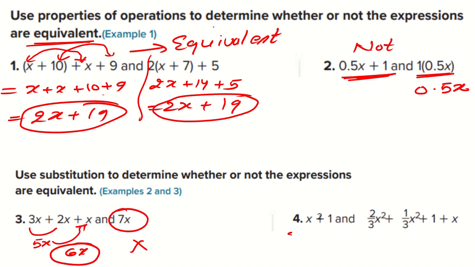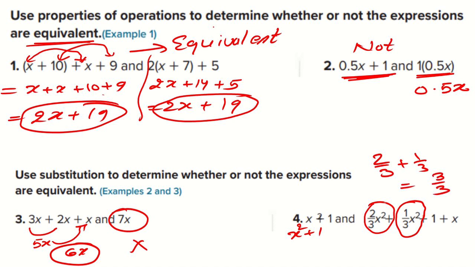Next is x square plus 1, and here you see 2 over 3x square plus 1 over 3x square. They are the like terms. Why? Because variable is same, that is x, and power also same, which is 2. So 2 over 3 plus 1 over 3. Is it 3 over 3? Yes or no? Yes. Why? Because denominators are same. So you will add numerator. So 3 over 3 means 1. Okay. So this is 1. So here comes 1x square means x square plus 1 plus x. So this x is extra. So they are not equivalent.